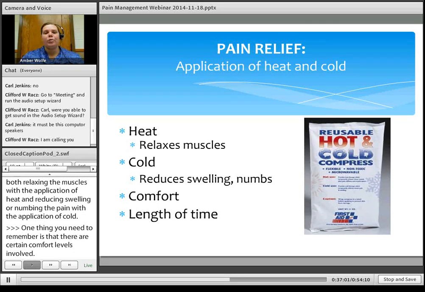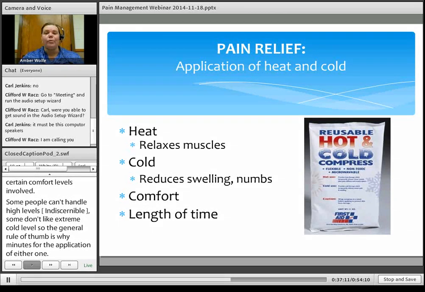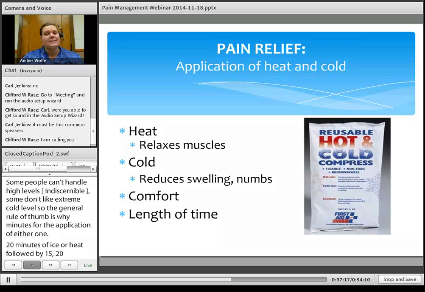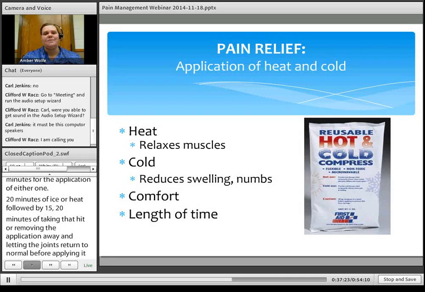So the general rule of thumb is 20 minutes for the application of either one, really. 20 minutes of ice or 20 minutes of heat, followed by 15-20 minutes of removing that application and letting the joints return to normal before applying it again. In some instances, you might need to apply ice for up to 48 hours before the swelling or the pain goes away. And if it hasn't lessened by that point in time, it's probably time to move on to another pain management option.